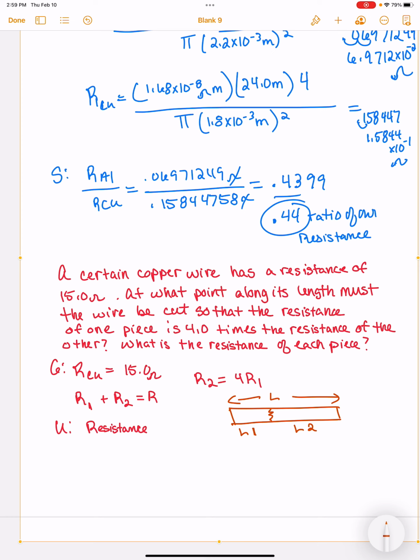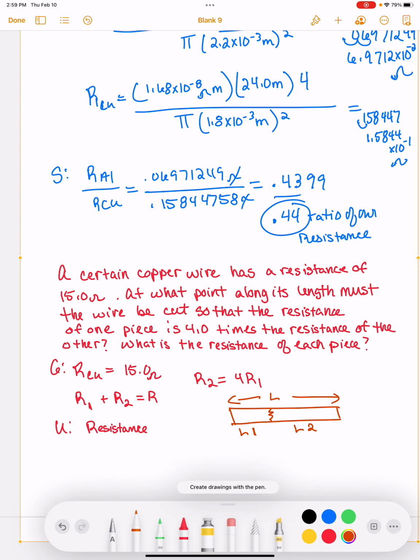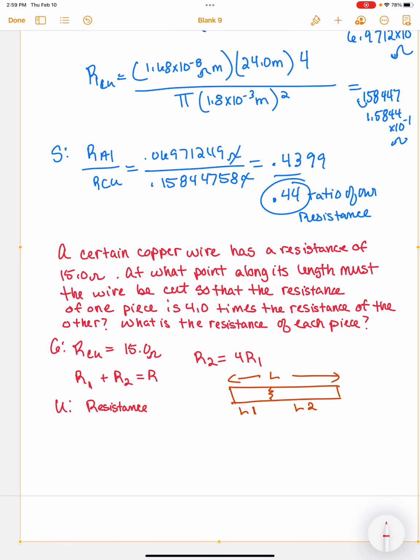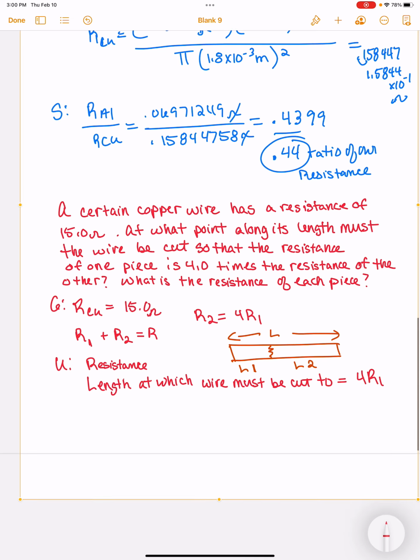So let's finish up our unknowns. This is why I like the guess method, because you can kind of get lost in the question if you don't stay on track. So our unknowns are our resistance and the length at which the wire must be cut, to equal 4 times R1.